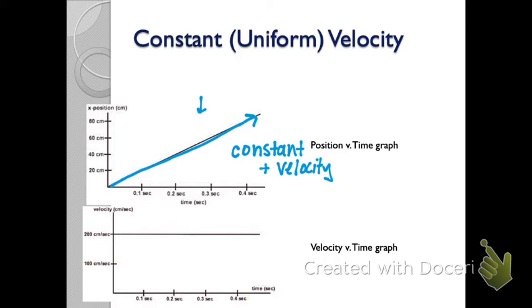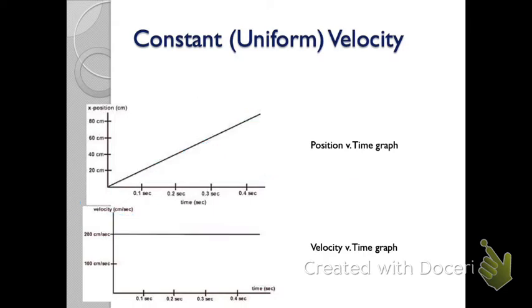Now we're going to take a look at a velocity versus time graph that shows the same motion. This down here is a velocity versus time graph that is showing us the exact same motion. Constant positive velocity. But why is it a horizontal line? Because velocity is being measured on the y-axis and I have constant velocity, that means my velocity is unchanging, right? My velocity is not changing.